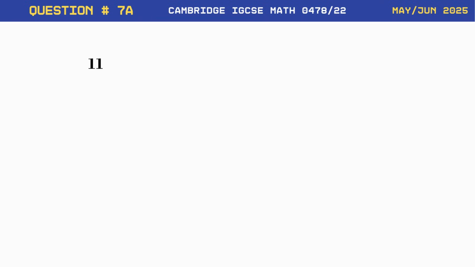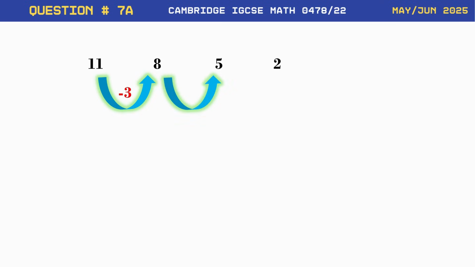To find out the next term in this sequence, let us analyse the sequence. As the first step, we shall calculate the difference between the consecutive terms in this sequence. Looking at first two terms, 11 and 8. 11 minus 3 results in 8. Next two are 8 and 5, which also have a difference of 3. And at the end there are 5 and 2, which also have the same difference of 3.